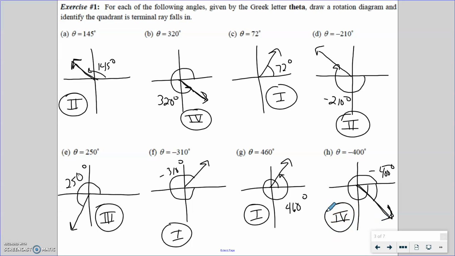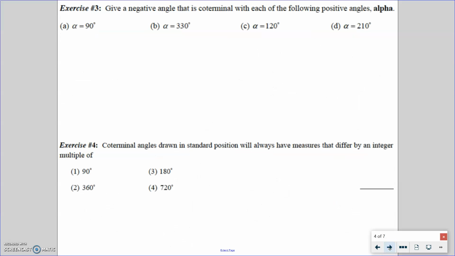Okay, that was just to give you some practice with the 4 different quadrants and also the positive versus negative degree measures when we're looking at a coordinate grid. All right, give a negative angle that is coterminal with each of the following positive angles. Remember from our vocabulary, coterminal meant basically the equivalent angle that shares that terminal ray, okay? So first, I'm just going to draw these out. So 90 degrees is this guy right here.